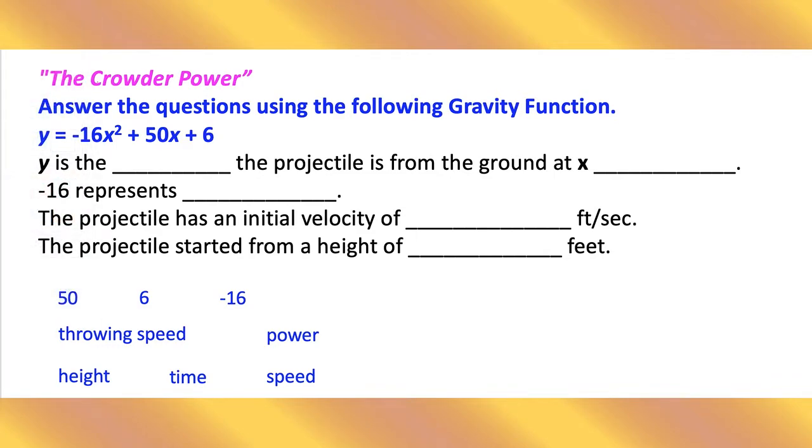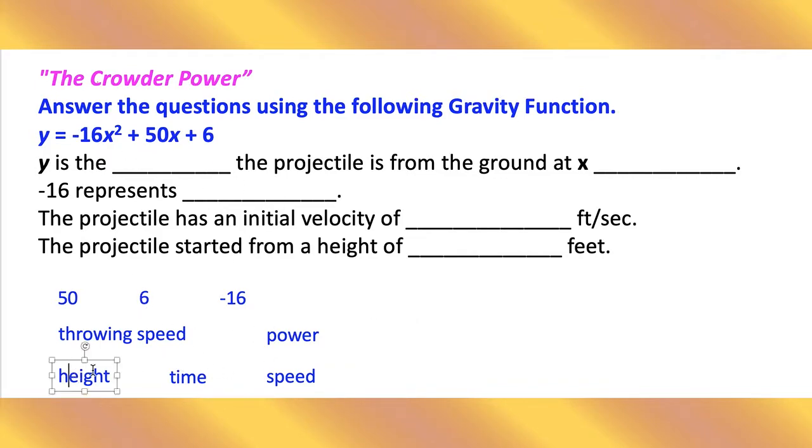It looks like we have, I need to put the pencil away. Here we go. Answer the questions using the following gravity function. Y equals negative 16x squared plus 50x plus 6. Y is the blank. The projectile is from the ground at x blank. Negative 16 represents blank. The projectile has an initial velocity of blank. The projectile started from a height of blank. All right, so we're just breaking down the numbers in here.